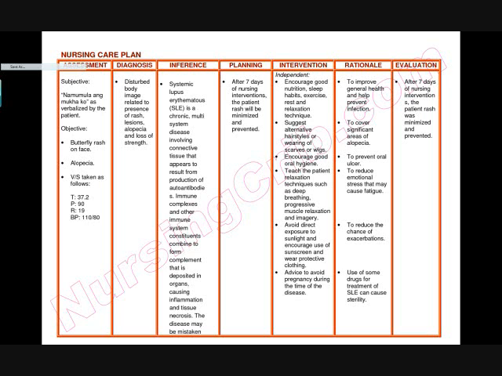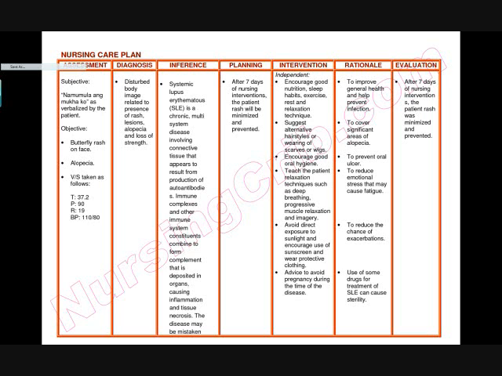Independently, for interventions, you want to encourage the patient to get good nutrition, sleep habits, exercise, rest and relaxation techniques. Suggest alternative hairstyles, wearing maybe scarves or wigs. Encourage good oral hygiene because of the ulcerations that may occur in their mouth. Teach the patient relaxation techniques such as deep breathing, progressive muscle relaxation, and maybe guided imagery.